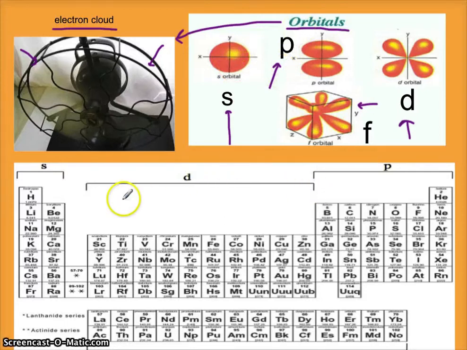Down below here is a periodic table. A periodic table, I'm sure you've seen them before, and we will study them a lot in this class. A periodic table has a lot of organization to it, and part of the organization has to do with these orbitals.